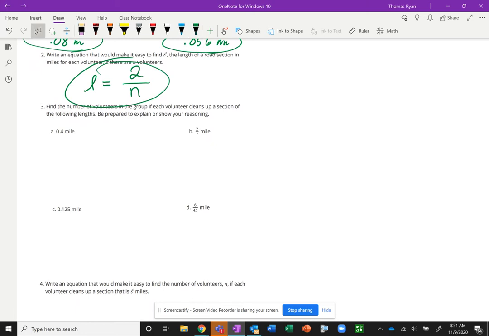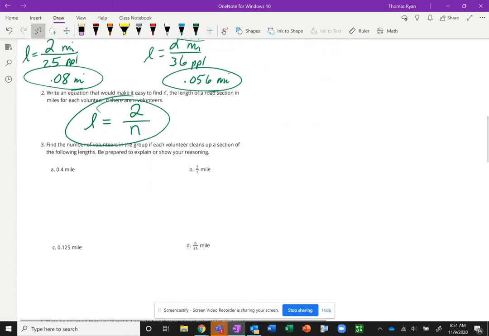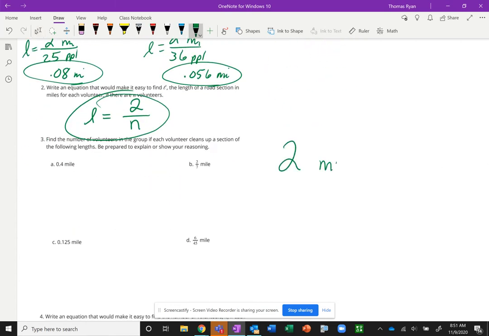Okay, number 3 says, find the number of volunteers in the group if these are the amounts that each volunteer is cleaning up. Well, it's the same thing, except that instead of taking 2 miles and splitting it by the people, we're taking 2 miles and splitting it by the section lengths that people are cleaning. But once again, if you take the 2 miles and you figure out how many of those piece length sections are in 2 miles, then that tells you how many people must have been volunteering.